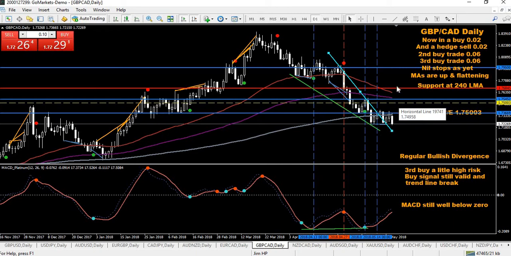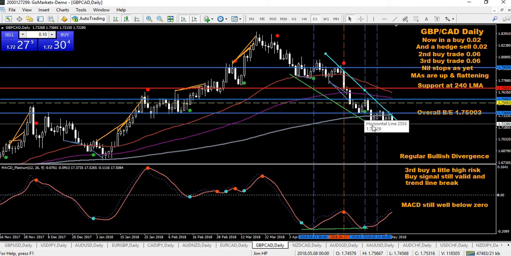And when I say overall break even, that includes a sell trade, so it's all trades. But not to be. Price has dropped away as the pound's showing some weakness across the board, so I just moved my trend line across a bit. So it just gives me something else to look at. Again, this buy signal is still valid. And look at the MACD heading up.